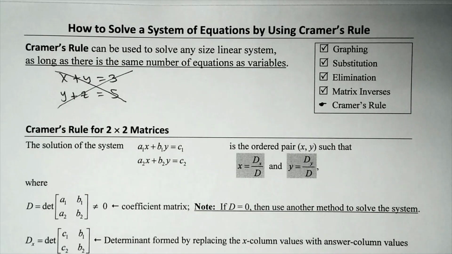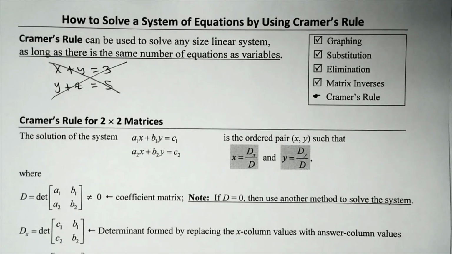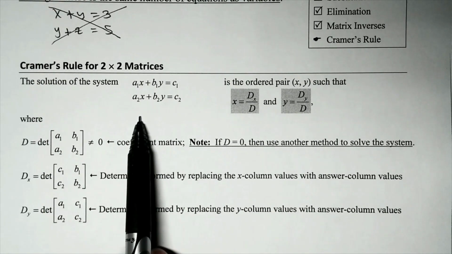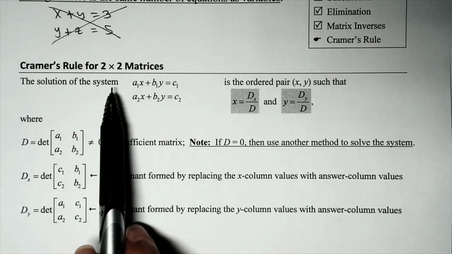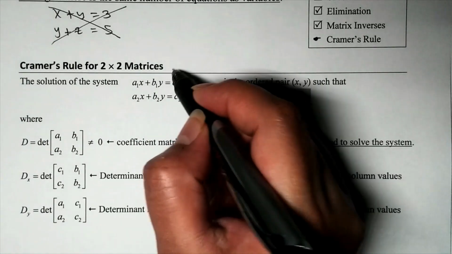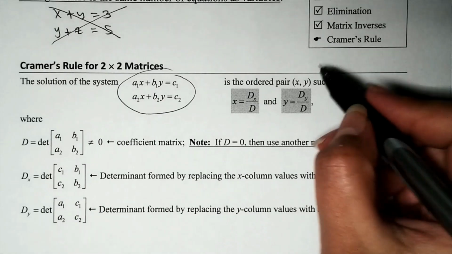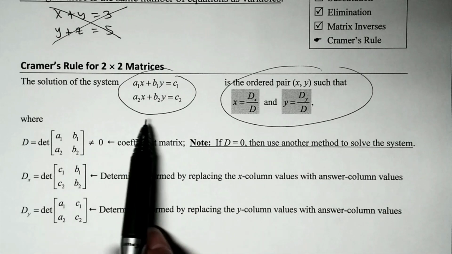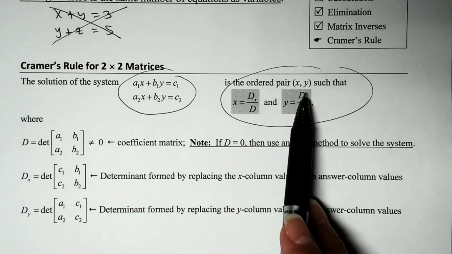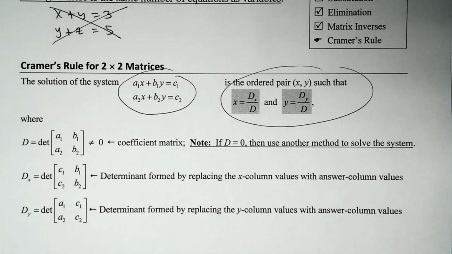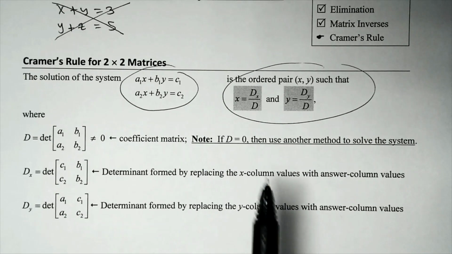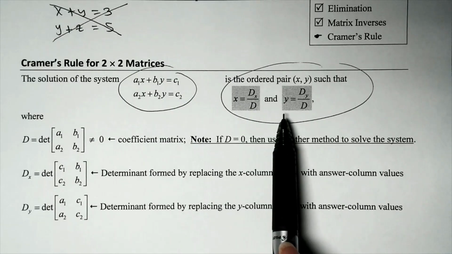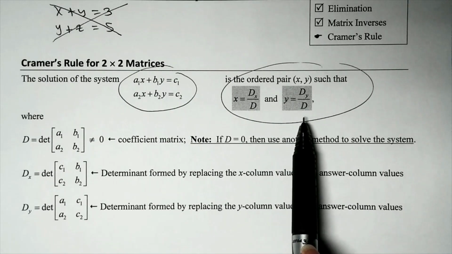Okay, so the question is, how do we solve a system of equations by using Cramer's rule? What if we have a system of equations in 2 variables, so a 2 by 2 matrix? If this is your system, then this will be your answer. We have 2 variables, so the solution, if we have any, will be the ordered pair x, y. The question is, how do we find x? How do we find y? To find x, you're gonna take Dx divided by D, and to find y, you're gonna take Dy divided by D.